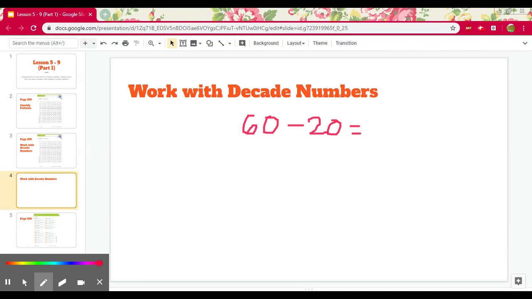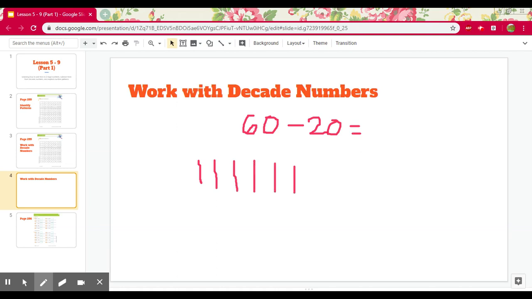Here we have 60 minus 20, or 6 tens minus 2 tens. We can draw 6 10 sticks for 60. 1, 2, 3, 4, 5, 6. Then we can draw a line through 2 tens to show that we took them away. We took 20, or 2 10 sticks, away. There are 4 tens left. So 6 tens minus 2 tens equals 4 tens. 60 minus 20 equals 40.